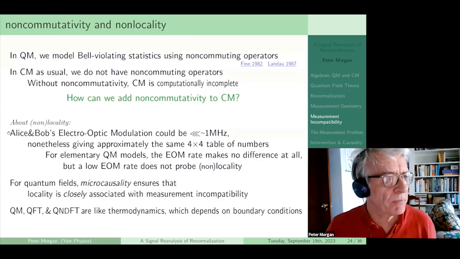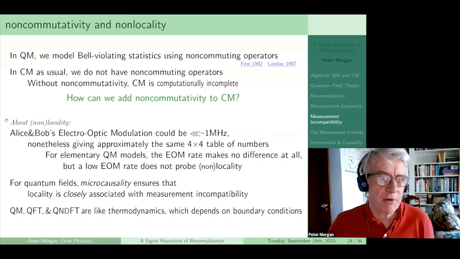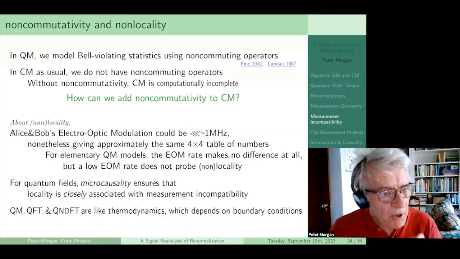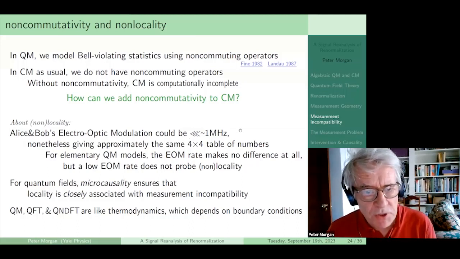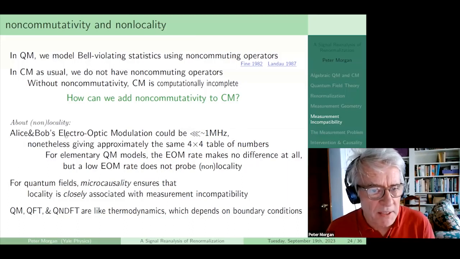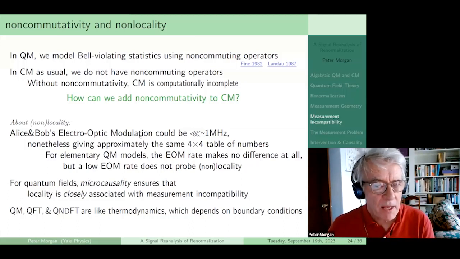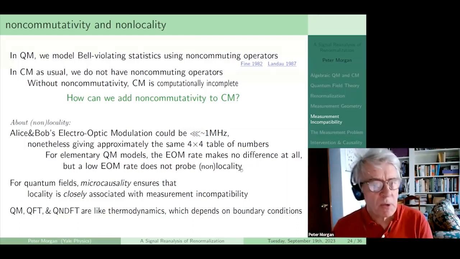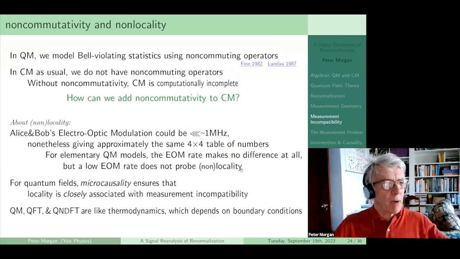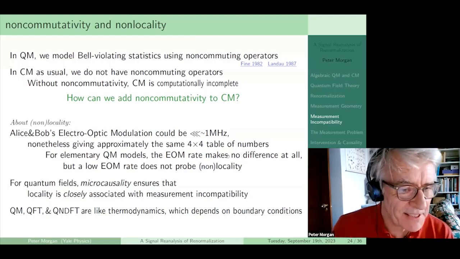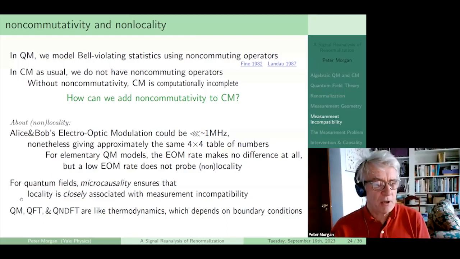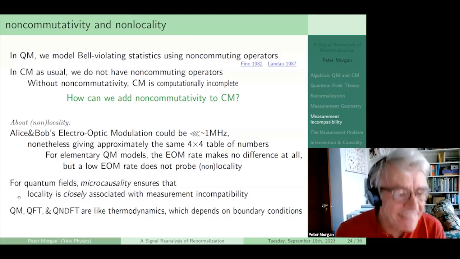Now, I don't want to diminish the role of non-locality because there's a lot of literature about non-locality and Bell inequalities. But specifically for Alice and Bob, if they'd chosen a rate at which they modulated the electro-optic modulation device much slower, then it wouldn't probe non-locality. Equally, if Alice and Bob were very close together instead of being very far apart, it also wouldn't probe non-locality. I don't want to say non-locality is unimportant because for quantum fields, it clearly is. Locality is closely associated with non-commutativity because of microcausality. But for me, non-locality, I don't care.